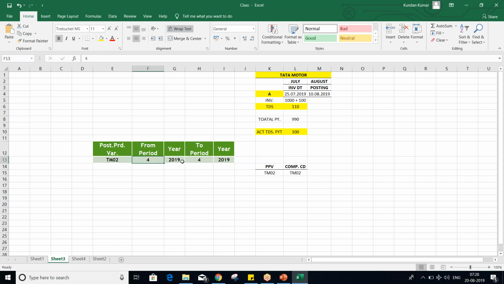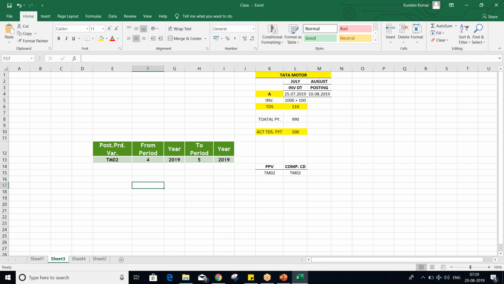August month means your next period, that is the fifth period, is going to be open. But even the previous period will also be open for 2-3 days. So whatever adjustment related entries there are, because in month end users have lots of activities and some workload, they can do them.